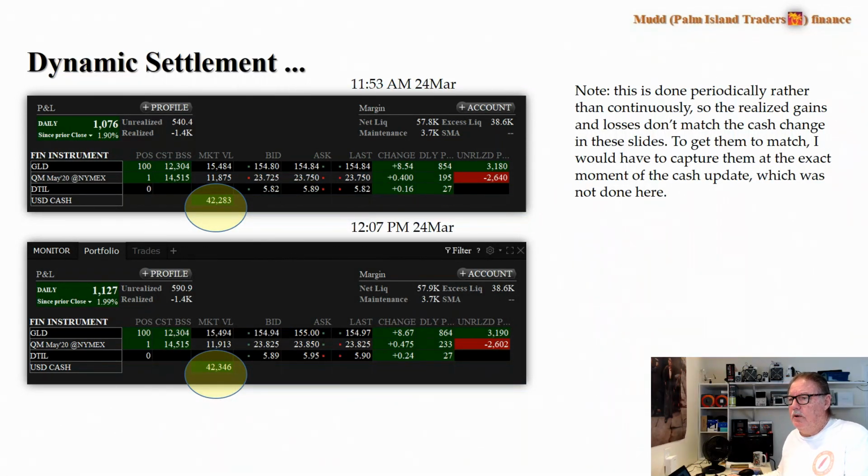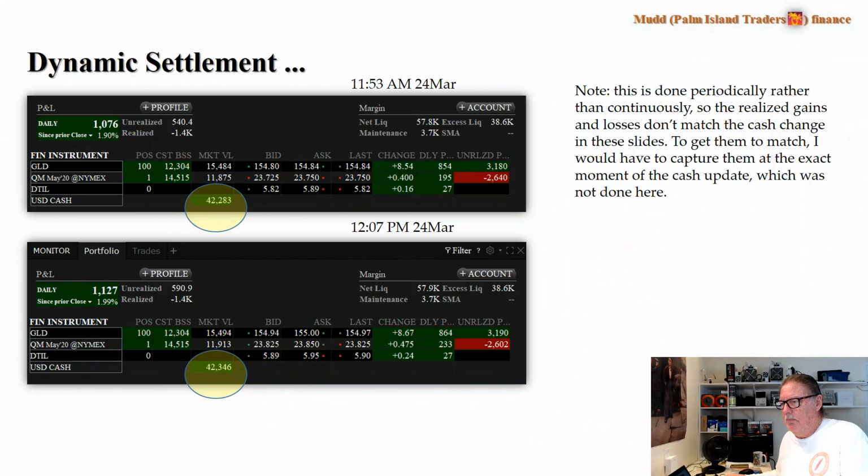This is the QM May 20, which is the E-mini oil contract. And so at 11:53 a.m. on the 24th of March, the cash in the account shown here on the top is $42,238. Now, the gold listing there is an ETF. That's something you paid for, and so the value of the account is not affected by that going up or down. But the futures contract, on the other hand, you can see is a certain value.